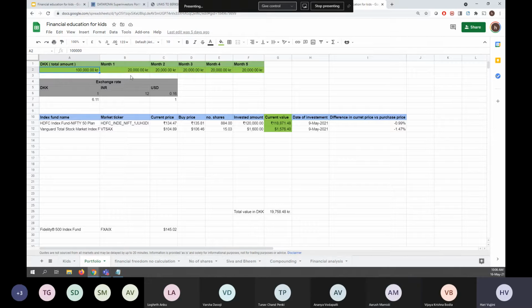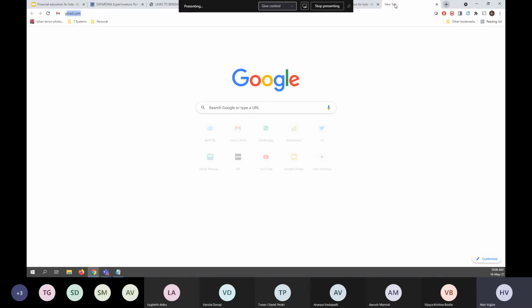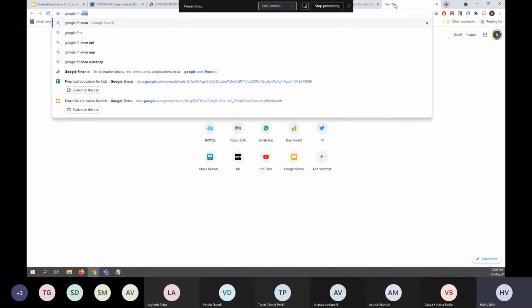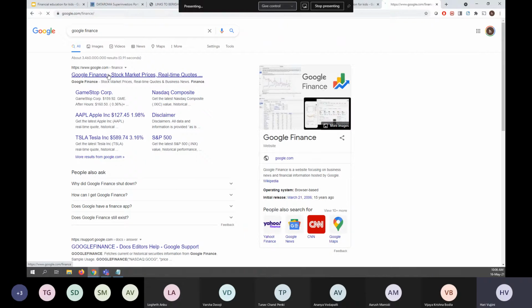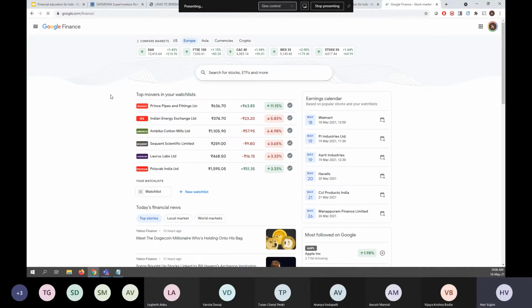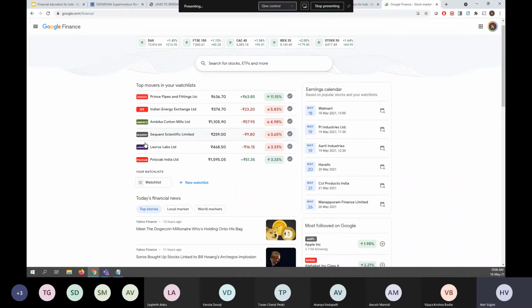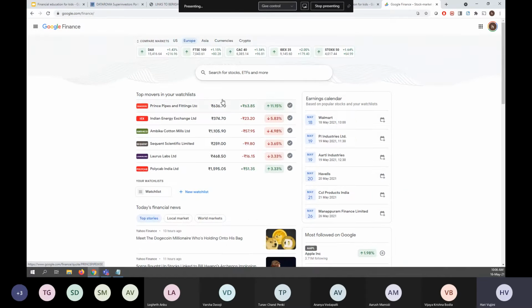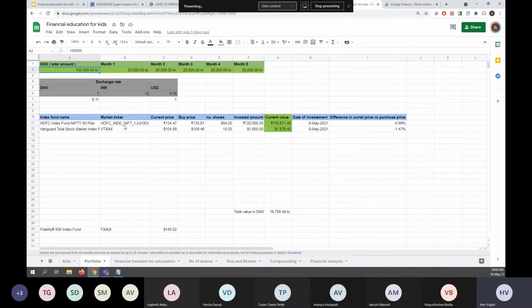So this 100,000, so Google Sheet, Google also has something called Google Finance. Google Finance is the service that Google provides where you can track all the finance markets across the world. So what I did here is I used some Google Finance function. As you can see, I used Google Finance and I am getting the price of this index fund. B11 is the index fund ticker.